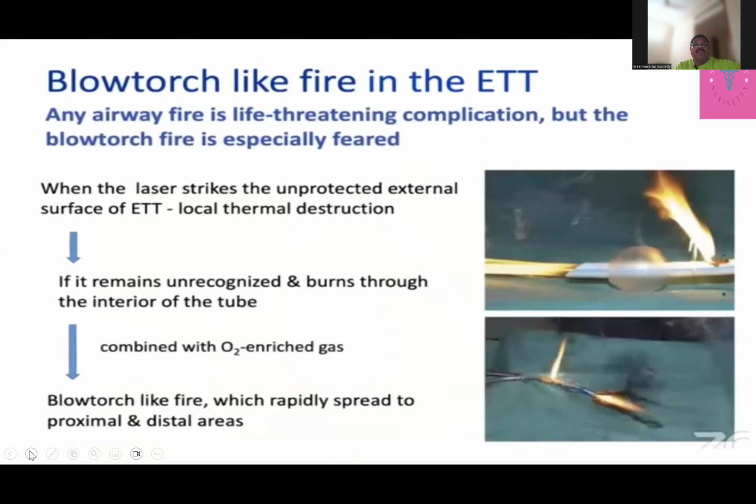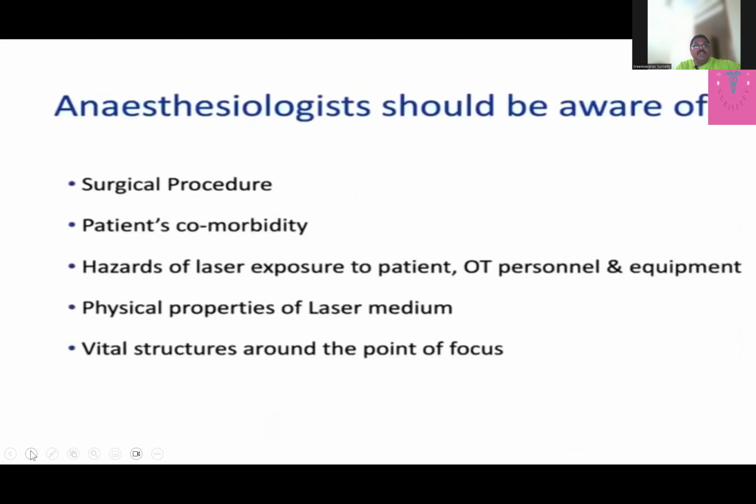A blowtorch-like fire in the heated tube is not visible visually. Any airway fire is a life-threatening complication, but the blowtorch fire is an especially feared complication. Nobody wants to see these types of complications. When the laser strikes the unprotected external surface of the endotracheal tube, local thermal destruction will occur. It remains unrecognized and burns to the interior of the tube, and combined with oxygen enriched gas, it causes the blowtorch-like fire, which rapidly spreads to the proximal and distal areas.